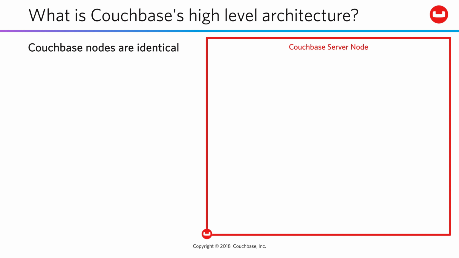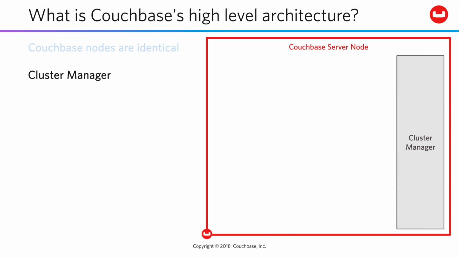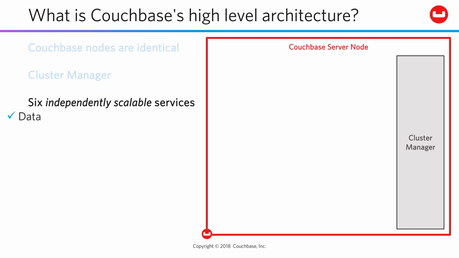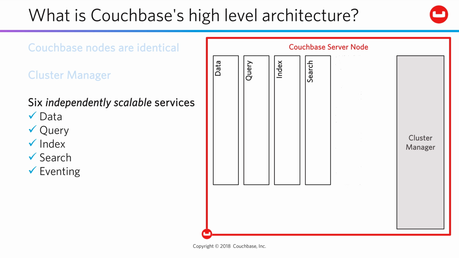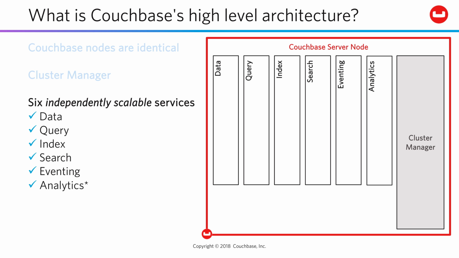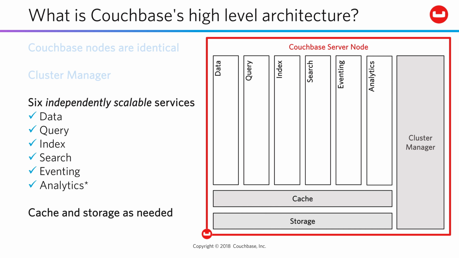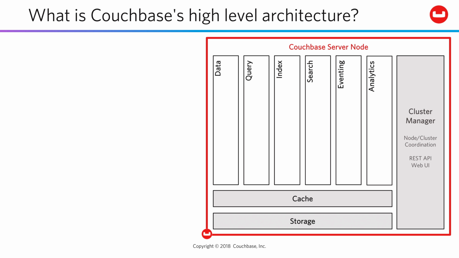At a high level, each node has a cluster manager and exposes 6 services: data, query, index, search, eventing, and analytics, which each provide appropriate caching and storage for their role. Now, beyond the cluster manager, which coordinates the cluster and exposes our comprehensive REST API along with the web UI, the 6 services expose all the functionality of Couchbase.